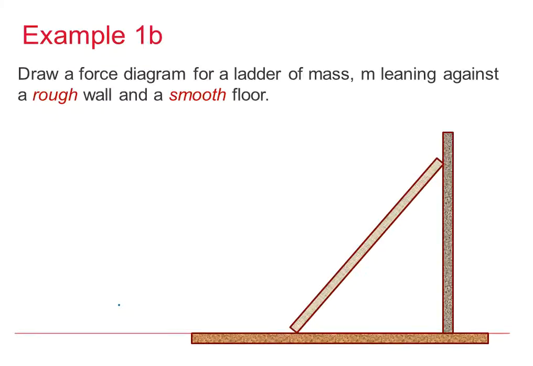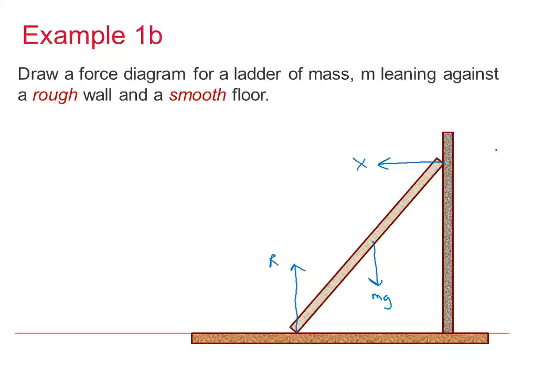Now we're going to look at a slightly different scenario. What about the same ladder trying to rest against a rough wall and a smooth floor? So this time we've got the weight, which is mass times gravity, acting straight down. There is a contact force with the floor, normal contact force, so that's at 90 degrees, R. There's a 90-degree contact force with the wall, X.